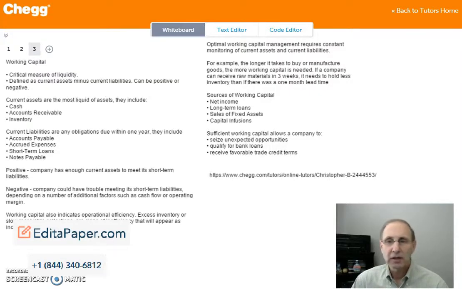It can mean that a company can qualify for bank loans. It also means that a company can receive favorable trade credit terms. So that's a discussion on working capital.